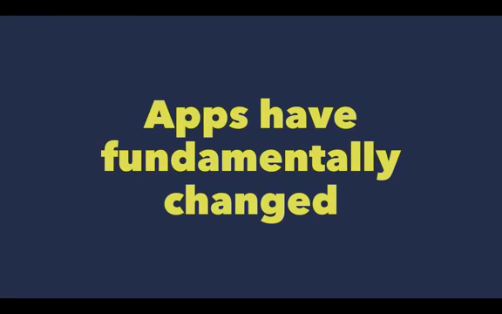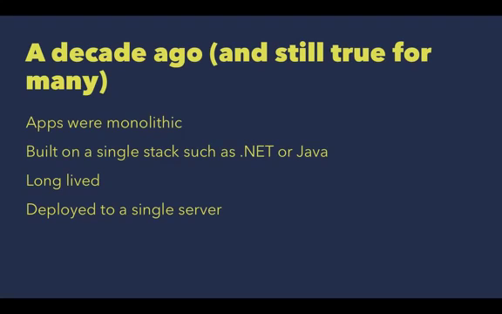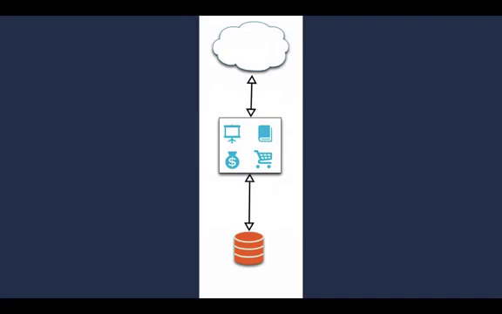Let's start with a basic overview of how apps have fundamentally changed in the last decade. About a decade ago, and this is still true for many applications being deployed today, apps were usually monolithic. They were contained in one large blob of binaries and libraries. They were usually built on a single stack, such as .NET or Java. They were usually long-lived as well, so patches and new functionality usually took a long time to develop. Mostly they were deployed to a single server as well, so it looked something like this.